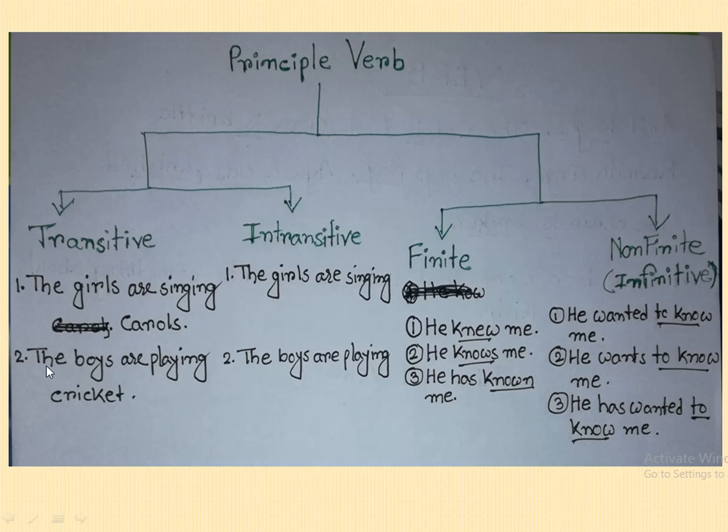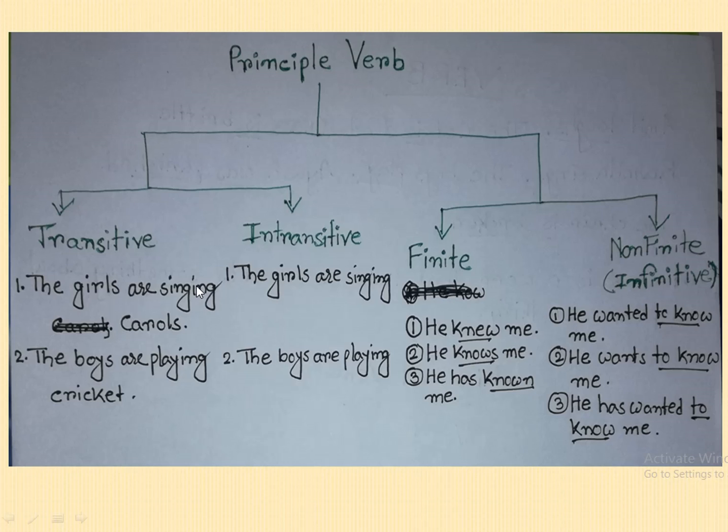In the second sentence, the boys are playing cricket. So the boys is the subject and cricket is the object of the verb. Simply, when a verb requires an object to complete its sense, it is called transitive. Now let's come to the intransitive.